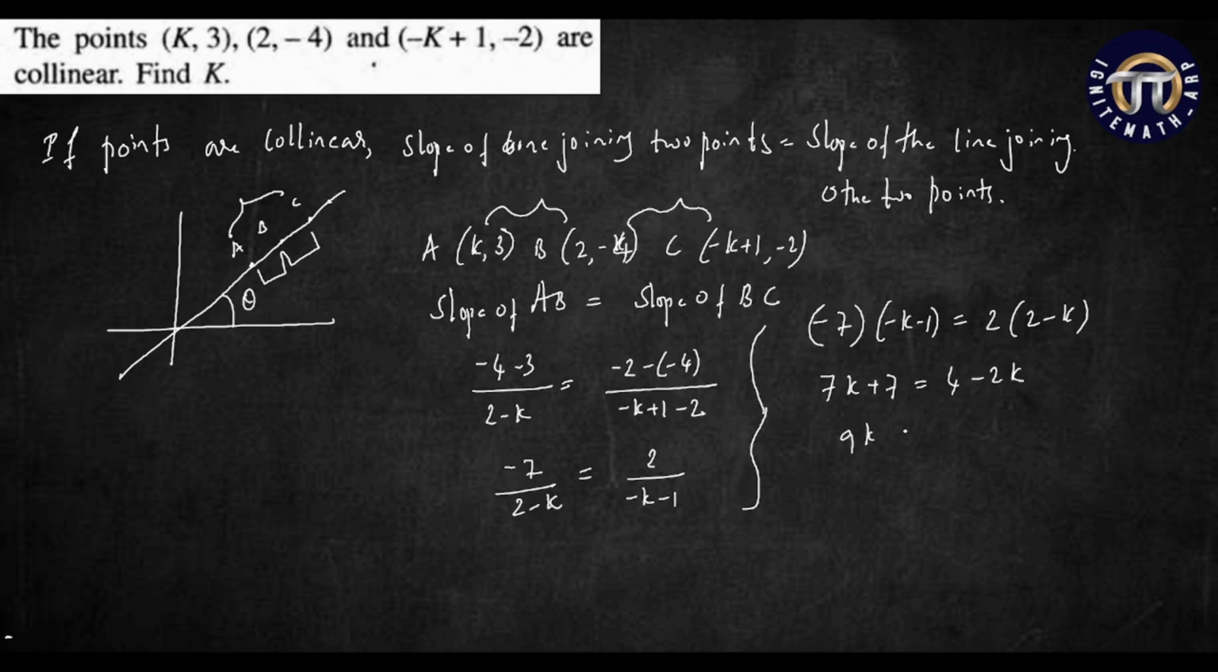So 9k is equal to 4 minus 7. k is equal to minus 3 by 9. k is equal to minus 1 by 3. So I get to know the value of k, that is minus 1 by 3. Is it clear, children? Yes. Now let's move to the next concept.